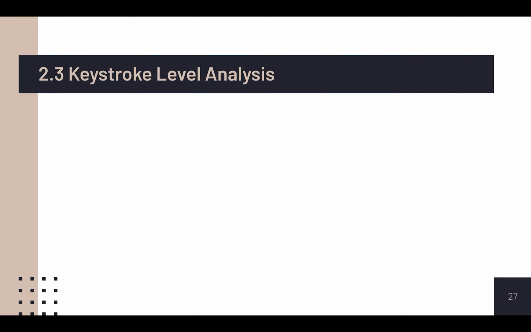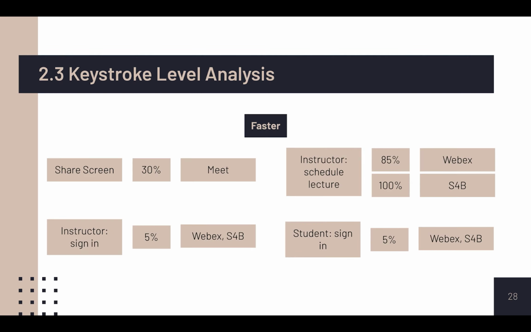Expert group A evaluated 4 tasks, expert group B 1 and expert group C 5. Starting from the tasks for which keystroke time is less, share screen, which is the option of the presenter to show his desktop screen to the participants, is faster than in Teams. Schedule a meeting is way faster than in WebEx and Skype for Business, and sign in is faster than in WebEx and Skype for Business.